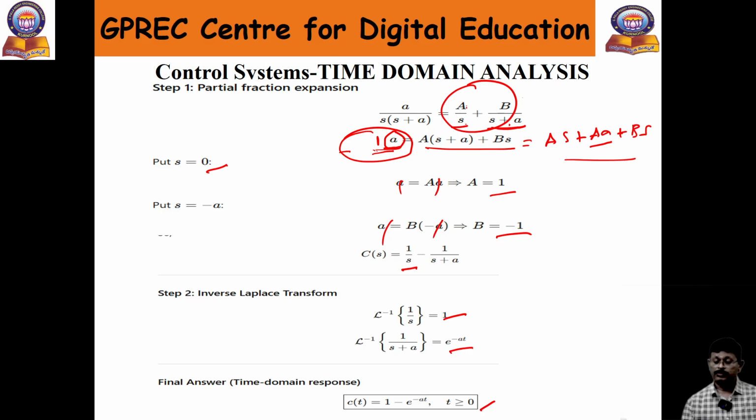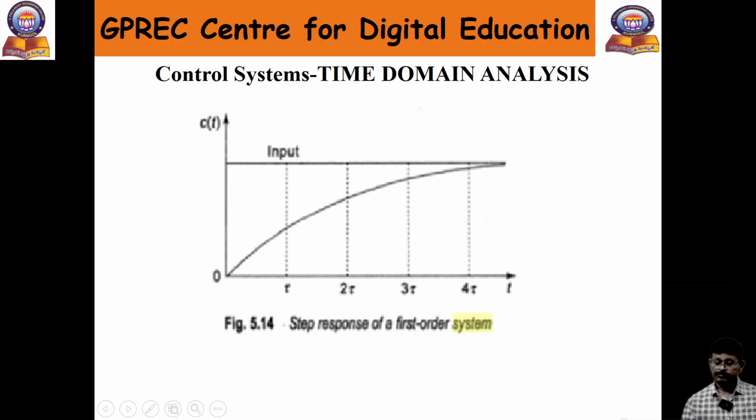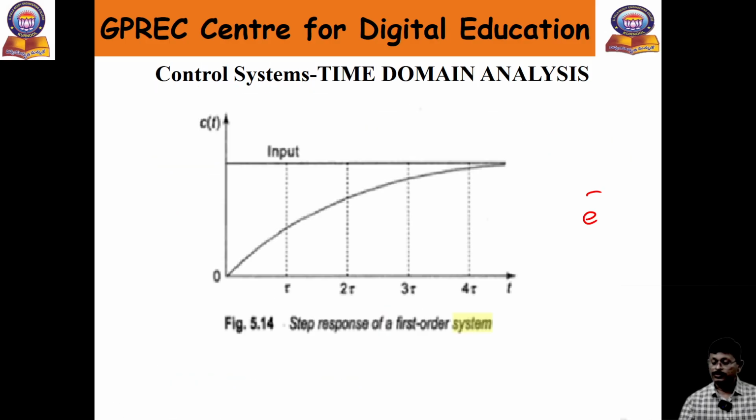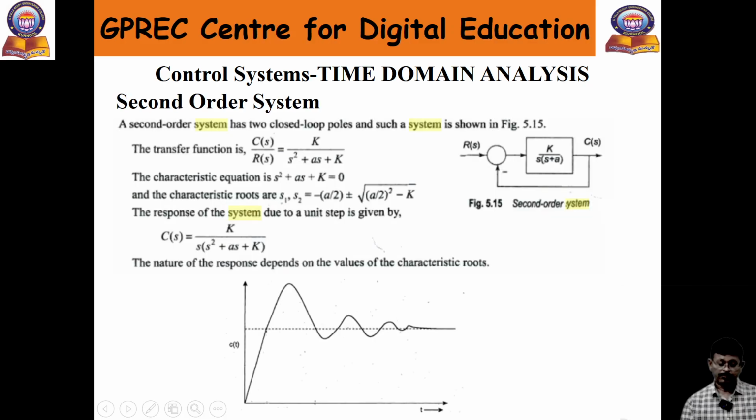So this is the response of the first order system by applying the step input, where R of s is equal to 1 by s, right? So the response is like this. Because it is an exponential, e power minus at, we will get a curve like this. This is the response of the first order system when we apply the step input.